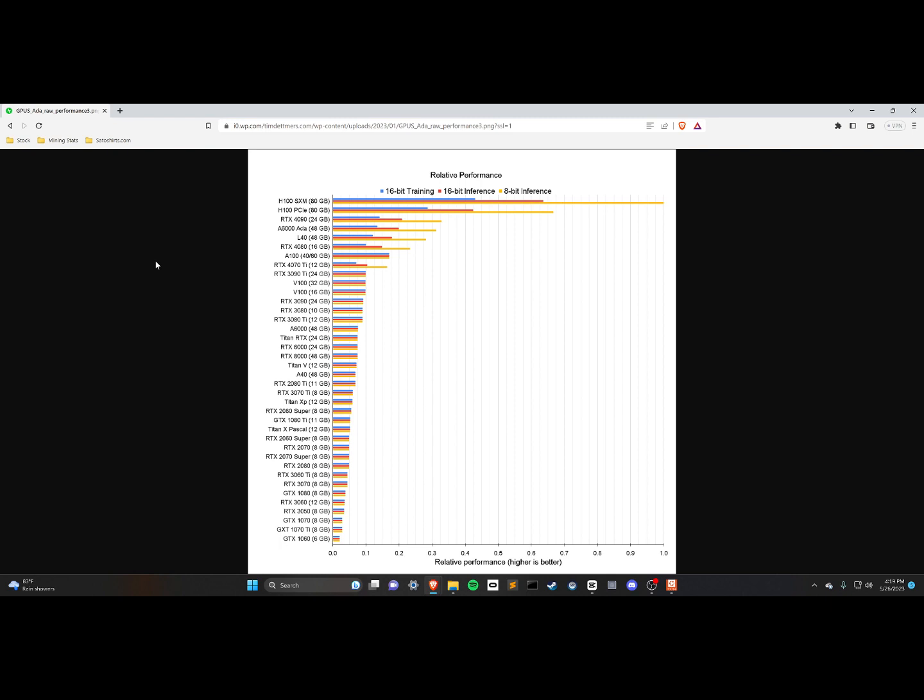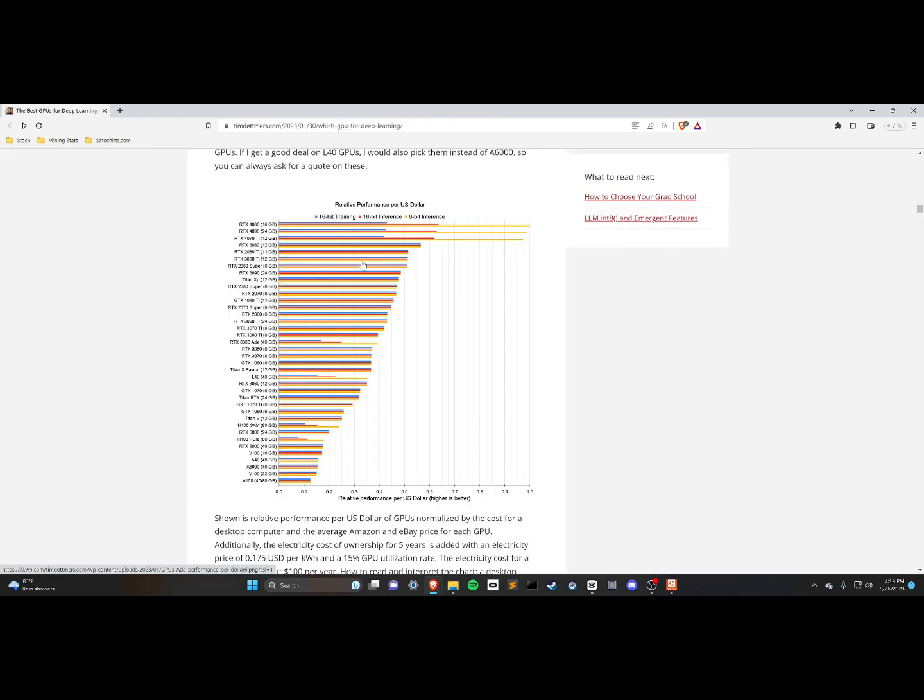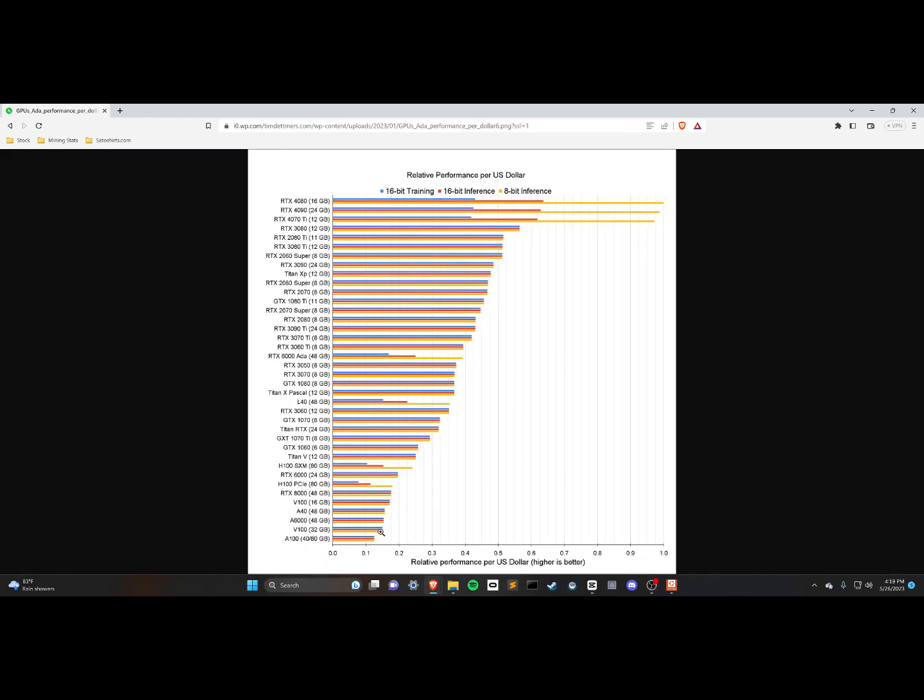But the cool thing is, part of this article has another chart on here where it is your relative performance per US dollar. So this is a really good chart too. Looking at this, the V100 is probably going to be the least, and it goes up. Some of these cards actually start beating out other ones. But 4080, 4090, 4070, obviously at the top, most performance. 3080, which I'm surprised beats out the 3090 when it comes down to price. Probably power too, and less overhead. You have a little bit smaller card.